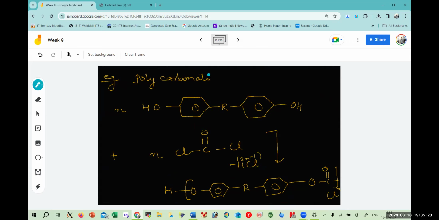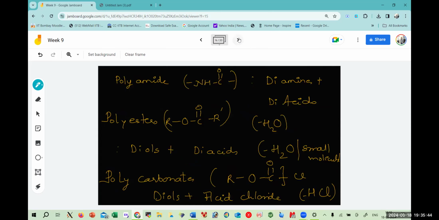That comes under condensation polymers. For polycarbonate, we have diols, and instead of the acid, we use the acid chloride. This leads you to form a carbonate, and this is the reaction between the diols and the acid dichloride. Now, this is the summary of it.